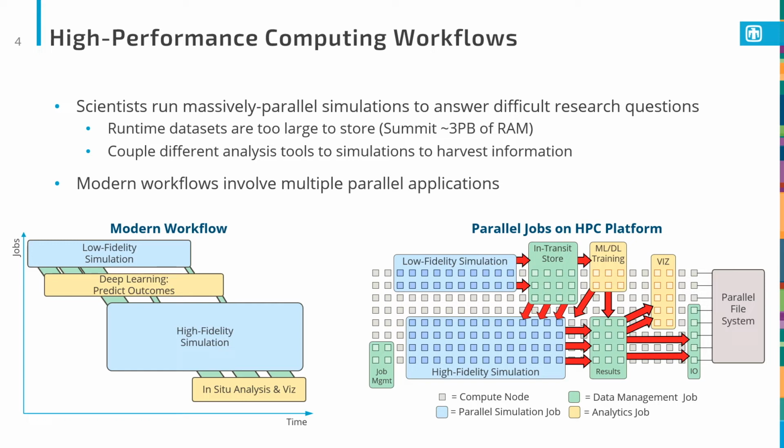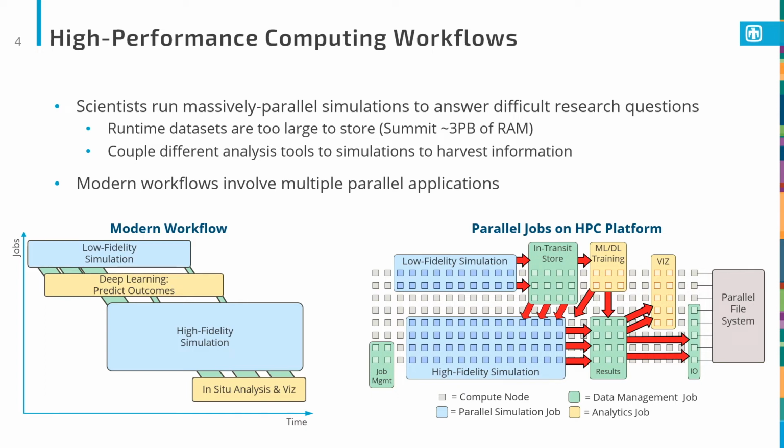As illustrated in the bottom left, a modern workflow may involve multiple parallel applications that exchange data at different points in time. In this example, the workflow first launches a low-fidelity simulation to warm up a dataset and locate interesting events. Some researchers attach deep learning tools to build models from the simulation's data and make predictions about what will happen in later time steps. The workflow may choose to launch a higher fidelity version of the simulation to investigate key events in greater detail. Finally, in-situ analysis and viz jobs are connected to the simulation to summarize data and generate imagery for scientists to interpret after the workflow completes.